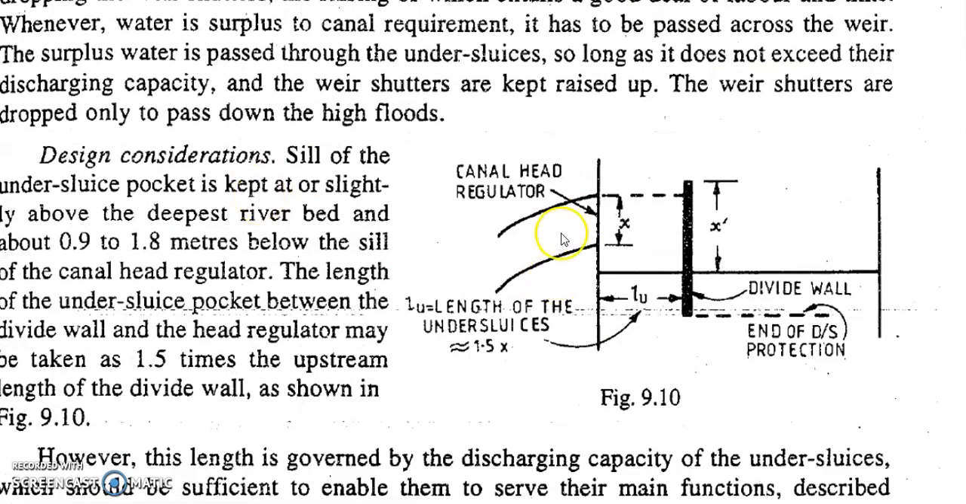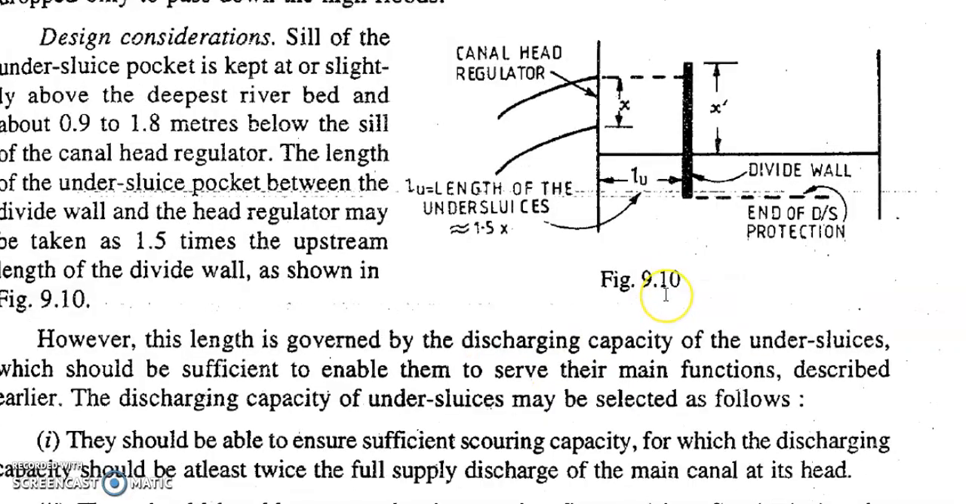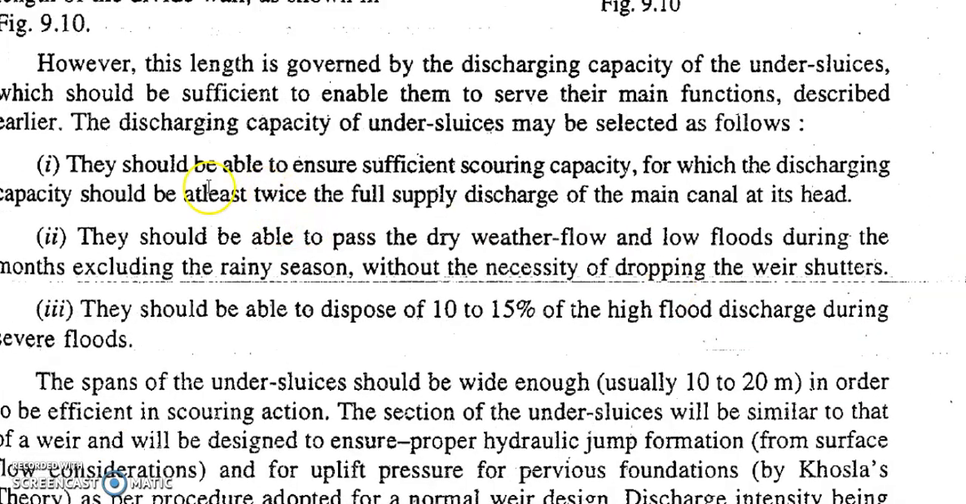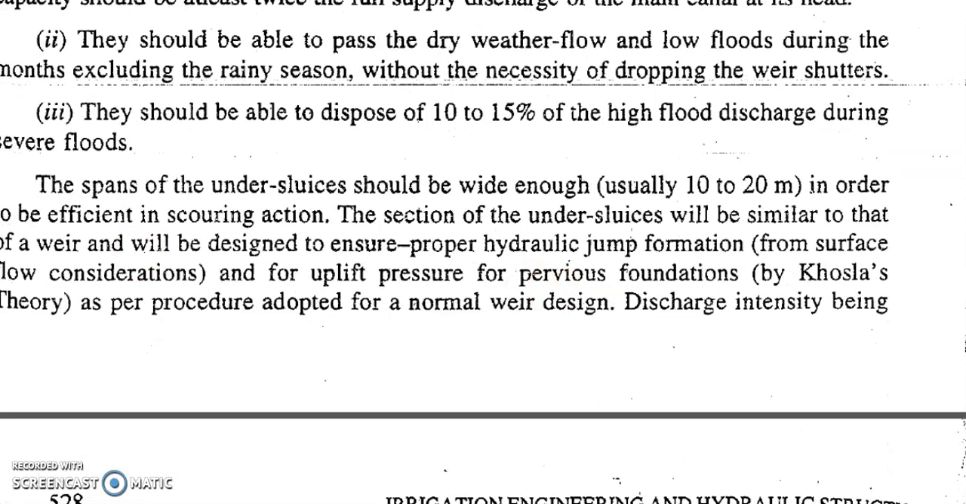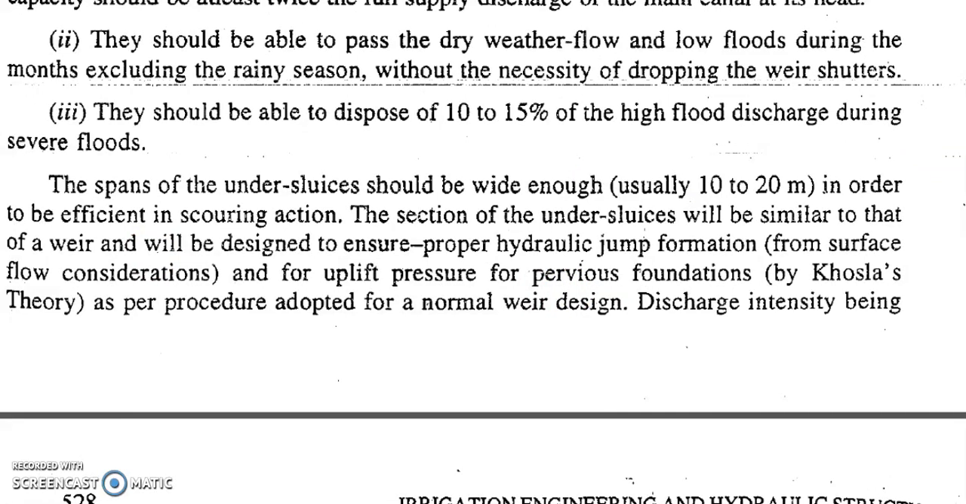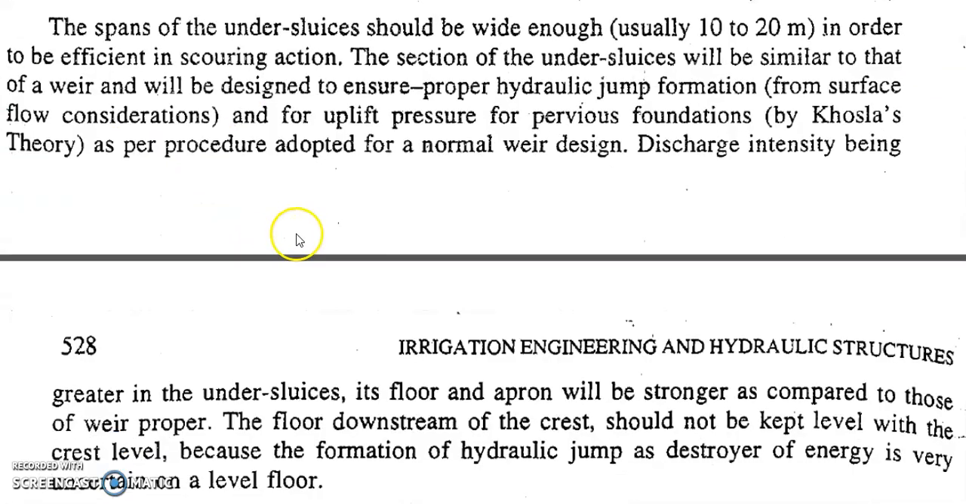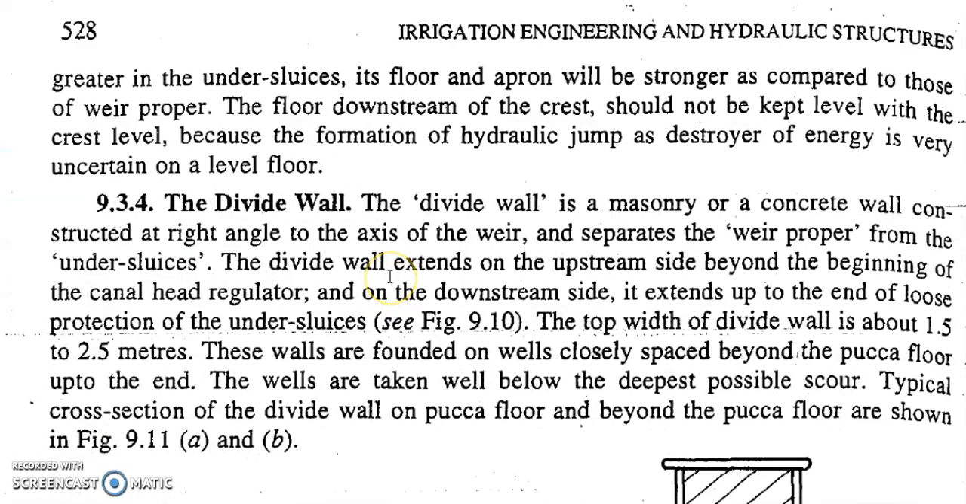Design consideration. This is the canal head regulator. This is the divide wall. This is your crest level. Length of the under sluices: this is 1.5 times the length of the, how you decide this length of under sluices. These are how the discharging capacity of under sluices is selected. I will give you the code on this design of canal regulators.